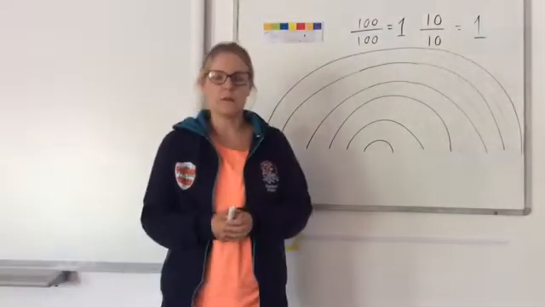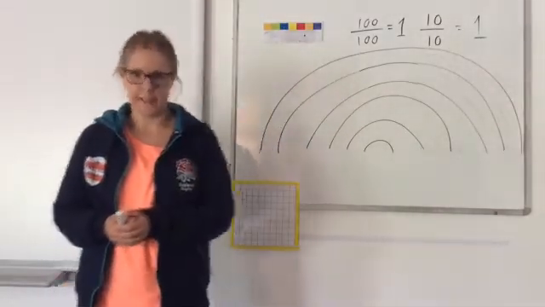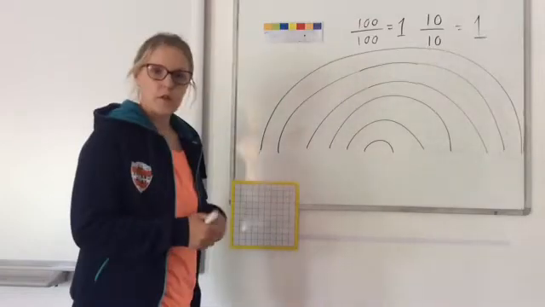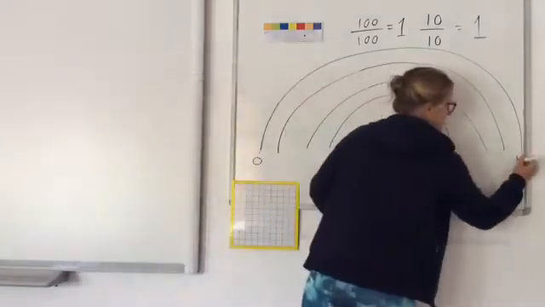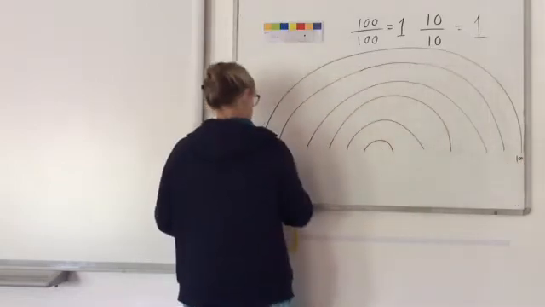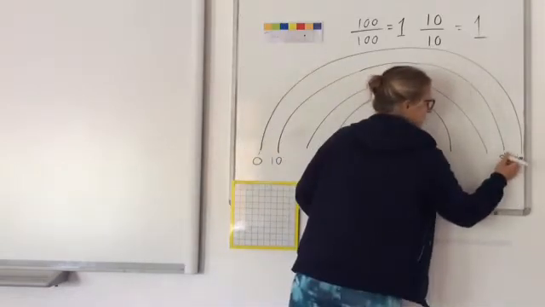Now we're going to think about how we can use our number bonds to 100 to help us. So I'm just going to go through the basic number bonds to 100 first. So I'd have 0 and 100. I would have 10, say it with me, and 90.